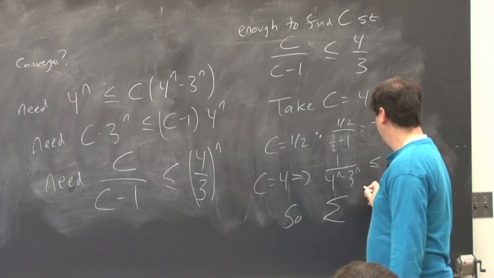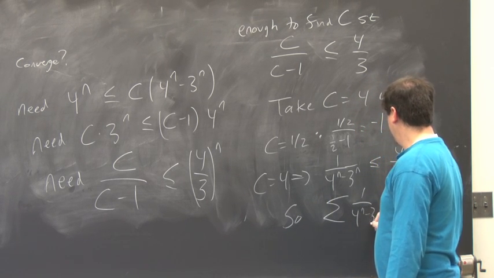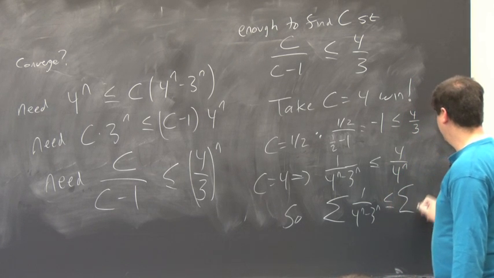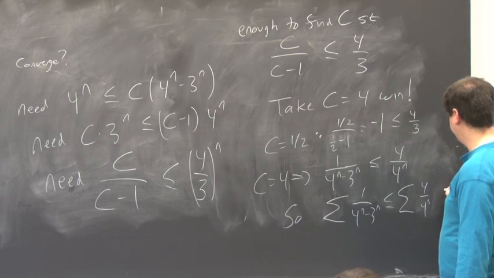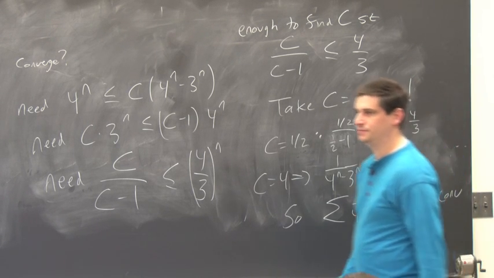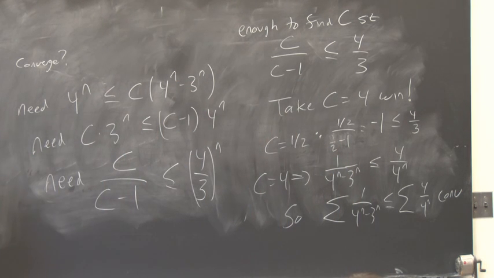So the sum of 1 over 4 to the n minus 3 to the n is less than or equal to the sum of 4 over 4 to the n, which converges. And so we win, and we're able to show that the series converges.